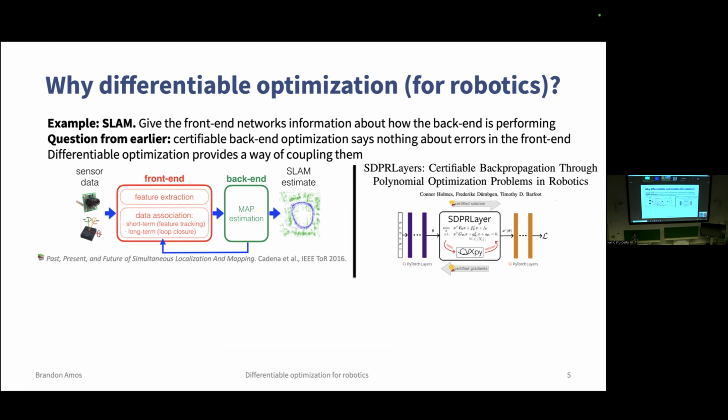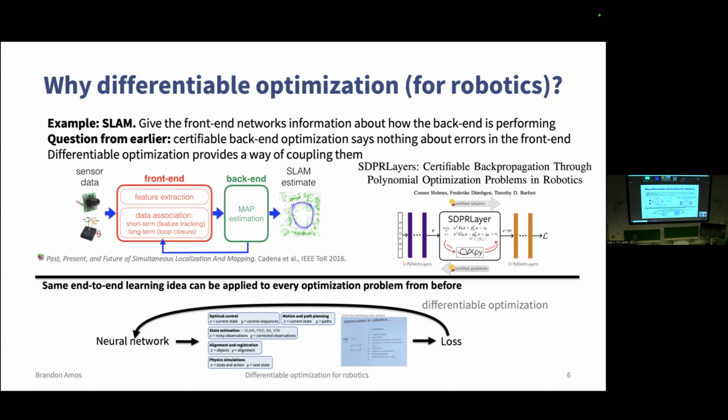So I'd also like to highlight a recent paper by Connor and others here on SDPR layers, making this possible in these kinds of polynomial optimization settings. They add the derivatives to allow for this kind of end-to-end learning. And maybe I've been saying the same thing for 5 or 6 years now, but we can do this for every kind of optimization problem, not just SLAM problems, but almost every optimization problem that has some learned component conditional on it, which we can think about as a building block in some larger system.